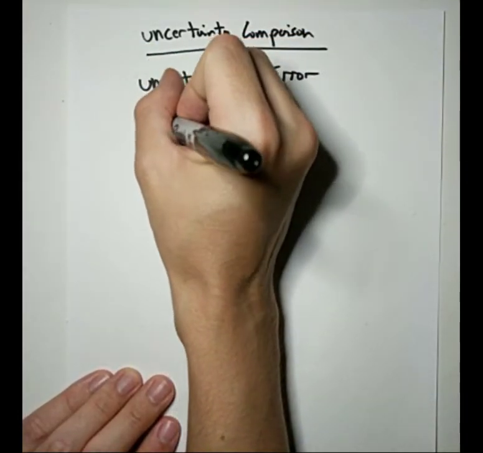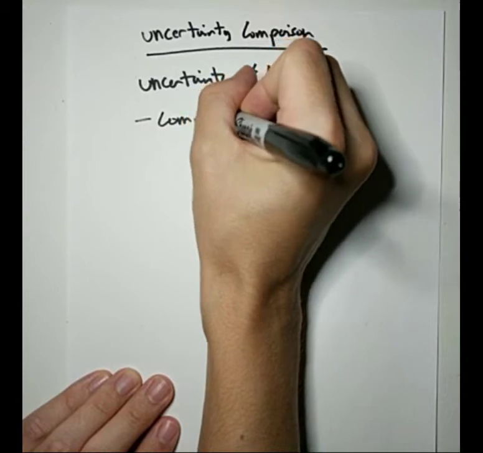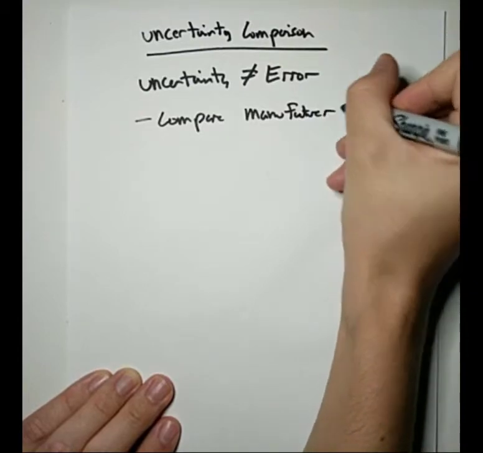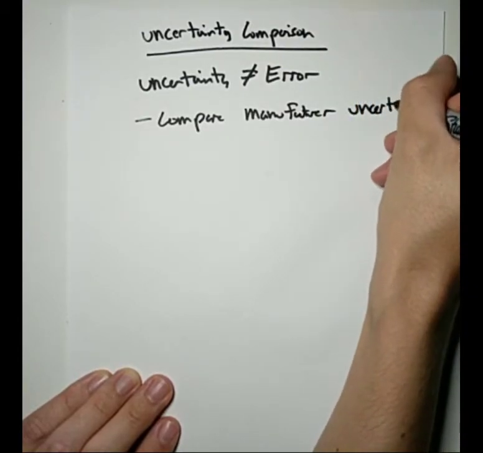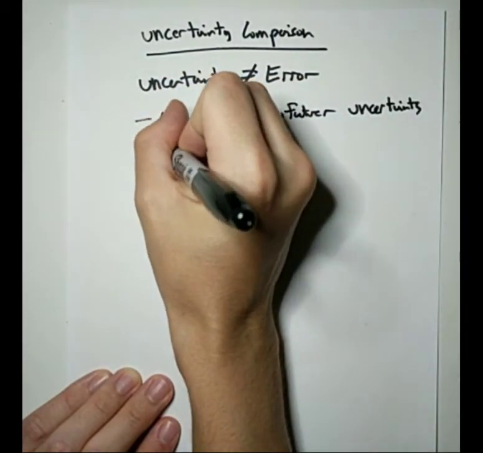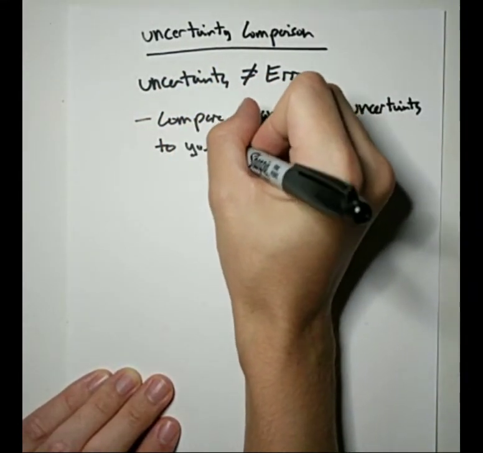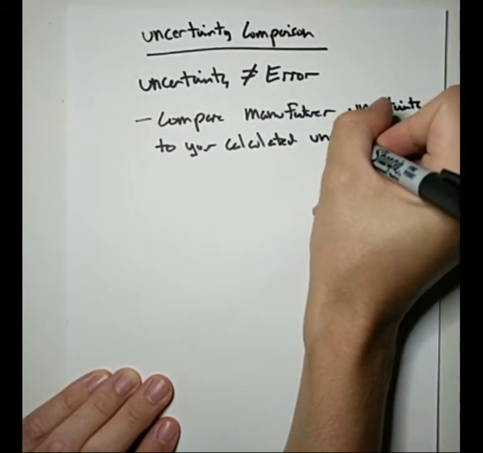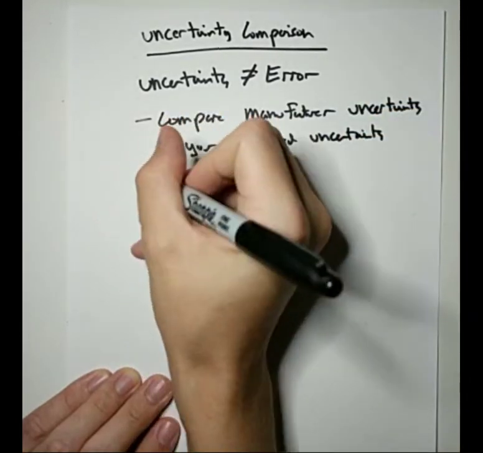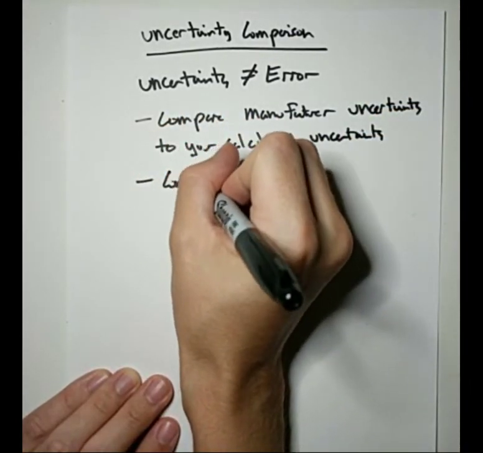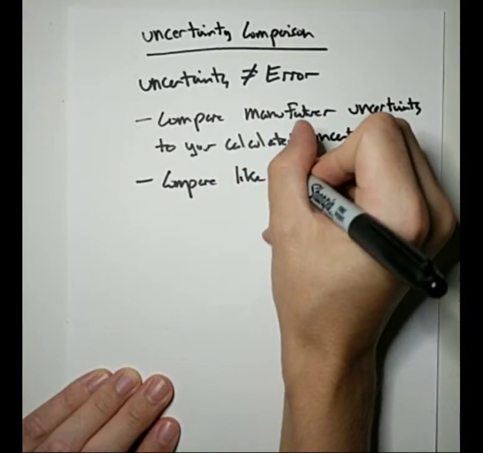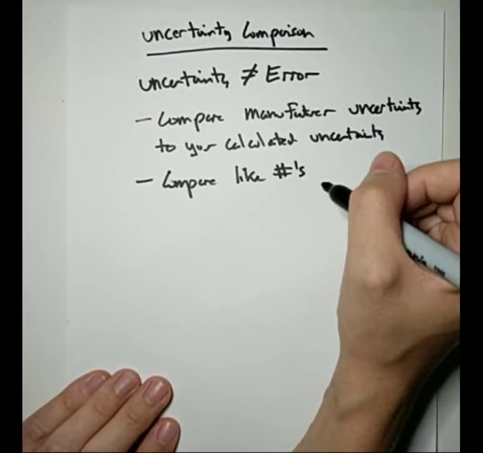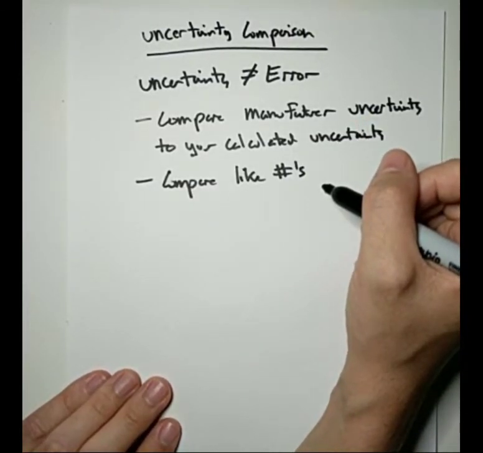So we want you to compare the manufacturer uncertainty to your calculated uncertainty. And we want you to compare like numbers as well. So comparing the same values.